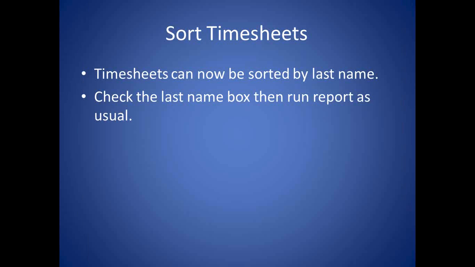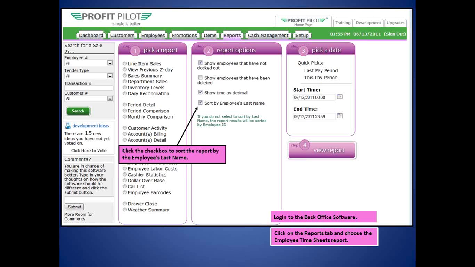Next is the ability to sort a timesheet by the employee's last name. Previous versions of ProfitPilot timesheets were only sorted by the employee ID. To take advantage of this feature, click the Reports tab from the back office software and specify your employee timesheet report. There is now a checkbox, Sort by Employee's Last Name. Simply check this box and then view your report, and your report will automatically be sorted by last name instead of the employee's ID.